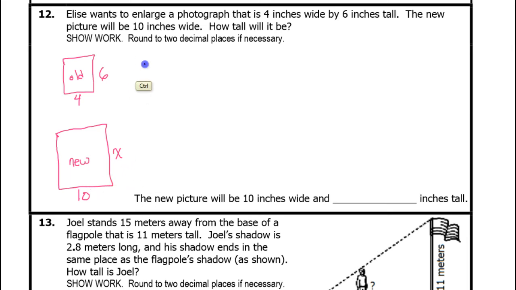So, because these are going to be similar figures, when you do an enlargement, the shape doesn't change, only the size. So these are similar, which means that the sides should be proportional. In other words, new over old should equal new over old.